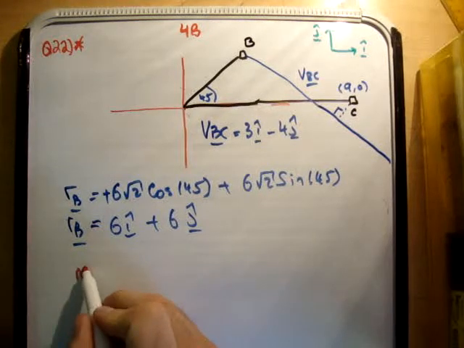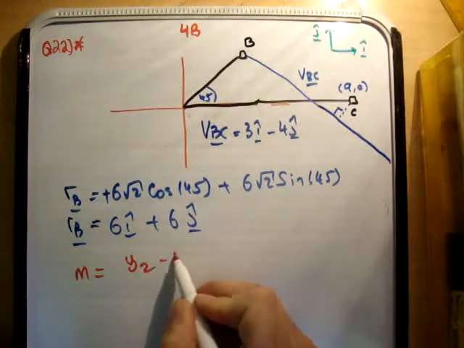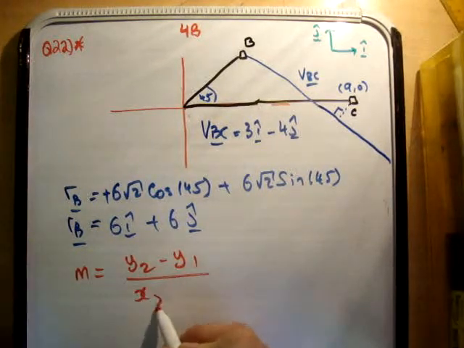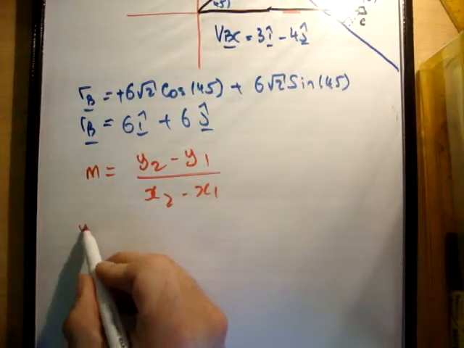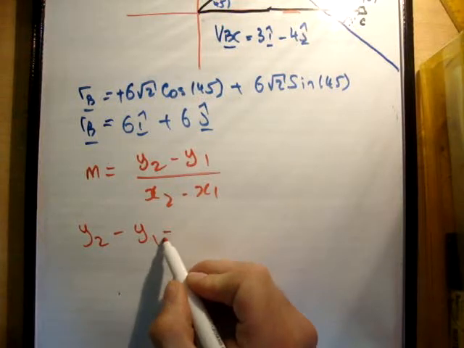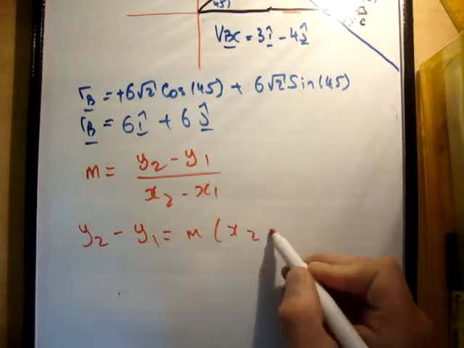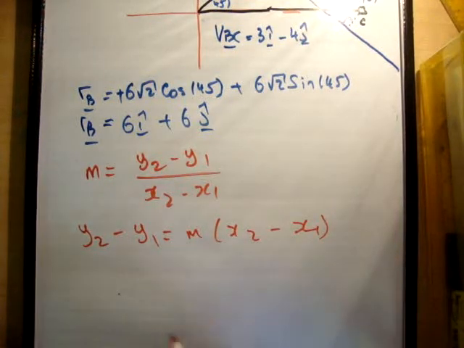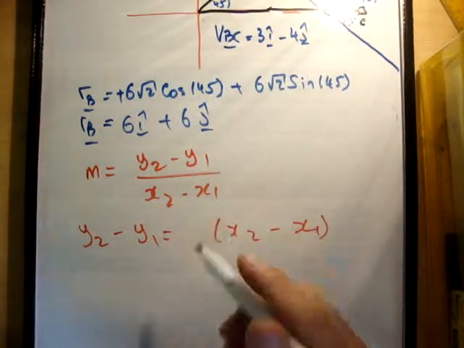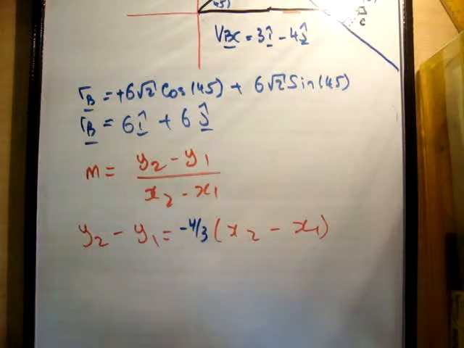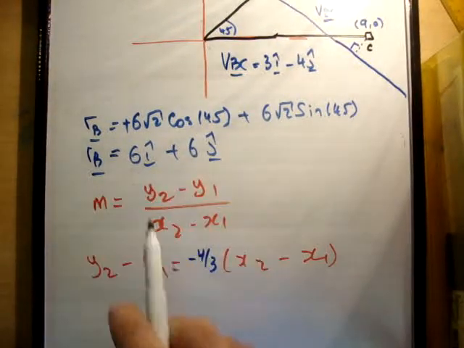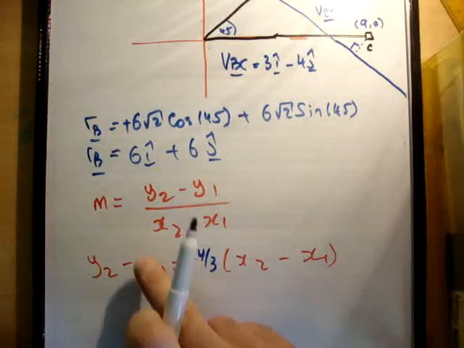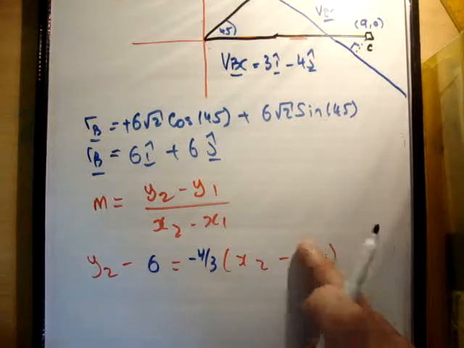So the formula for slope m was equal to y2 minus y1 over x2 minus x1. If we rearrange that, we'll find that y2 minus y1 is equal to m times x2 minus x1. So just plug in what we know. We know the slope here was equal to negative 4 over 3. And we want to plug in the point where B is. In this case it's plus 6i plus 6j. So this is going to be a 6, and so is this here.